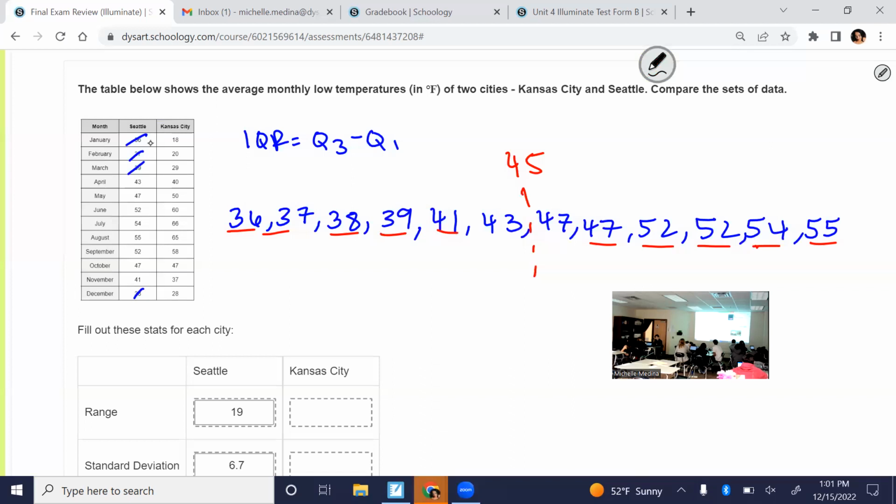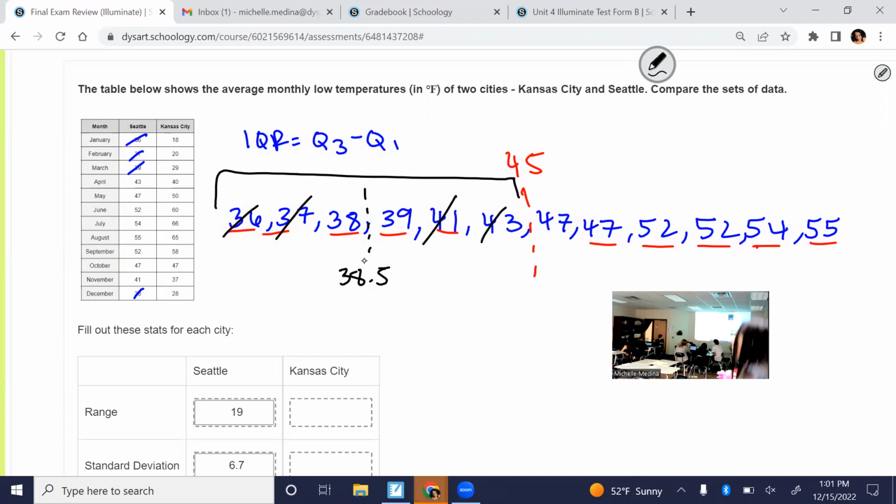That gives me my lower half now over here. So find your Q1. Again, 2 numbers in the middle. What's my Q1 going to be? 38.5. You could do it with a calculator or just think of what's right in between them. 38.5. And now your upper half over here, find your Q3. What's my Q3 going to be?